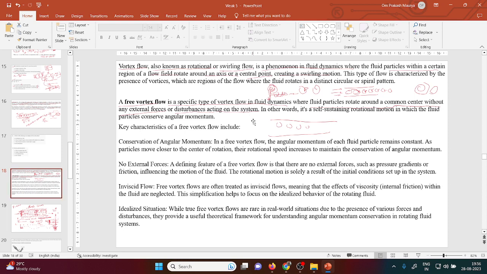In other words, it is a self sustaining rotational motion. Self sustaining means there is no need for an external source for the rotation, in which the fluid particles conserve the angular momentum. You all know angular momentum is a rotational quantity.